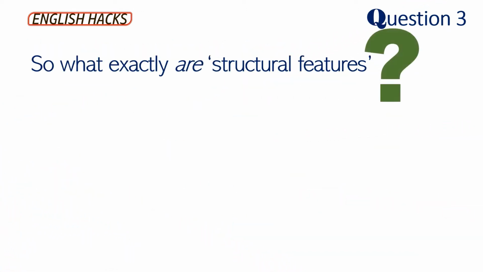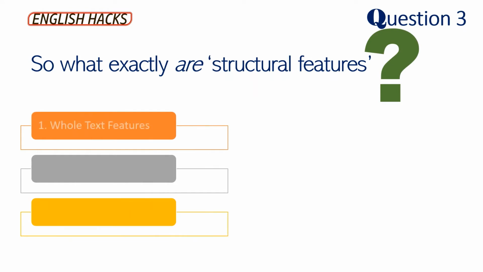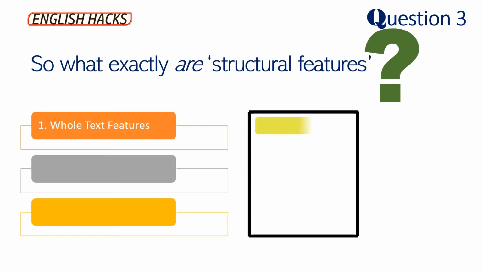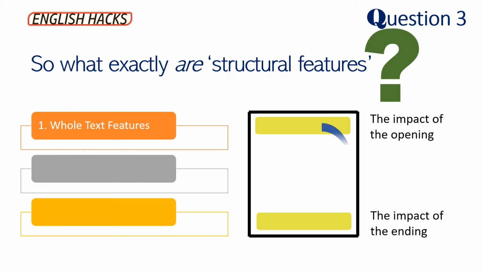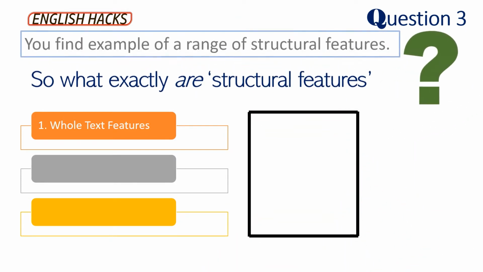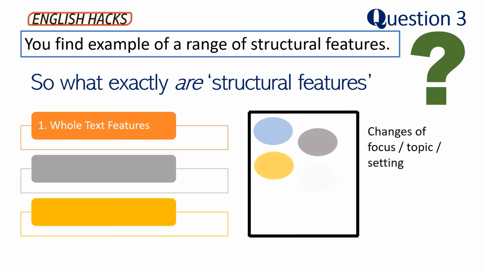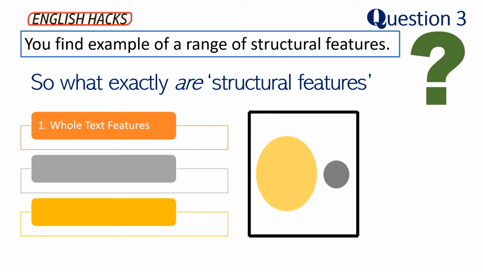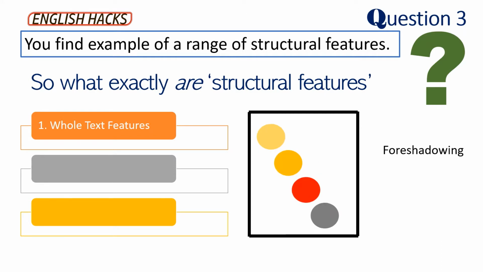We've guessed that this is about structural features, but what exactly are they? Well, firstly, you can get whole text features. For example, you can look at the impact of the opening, you can look at the impact of the ending, and you can also look at links between the two. You could also look at changes of focus, topic, or setting. Another whole text feature is the juxtaposition, which means contrast, of ideas and images, and foreshadowing, which means hinting at something that's going to happen later on.